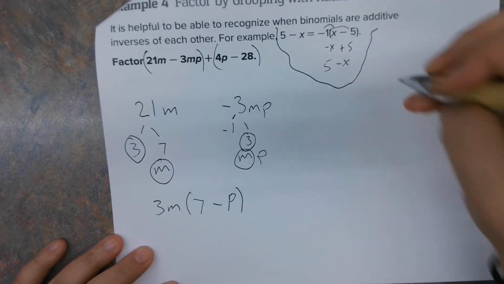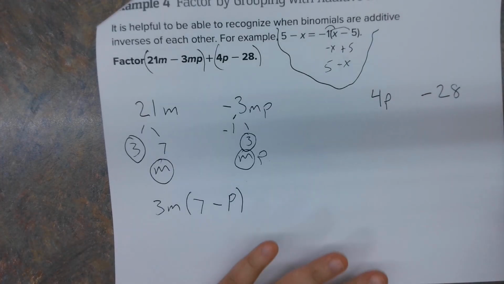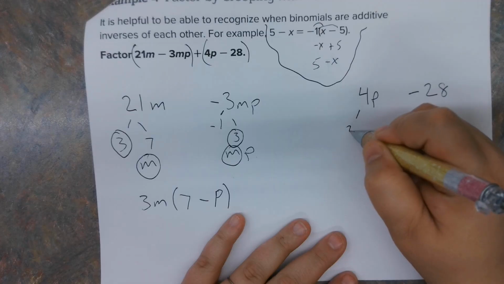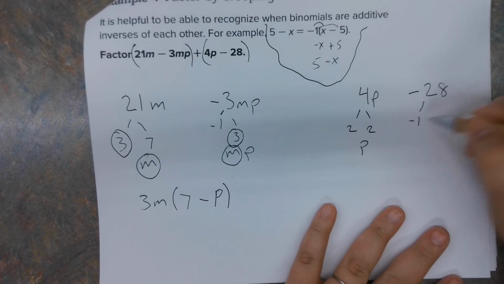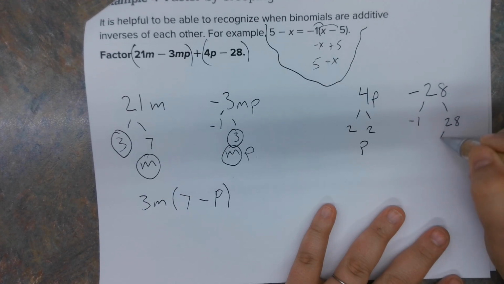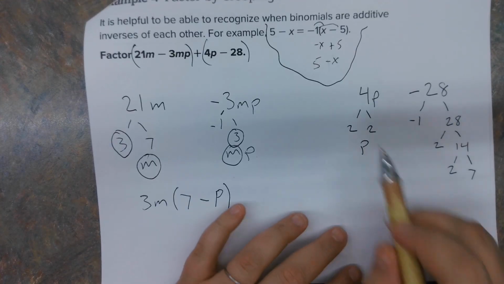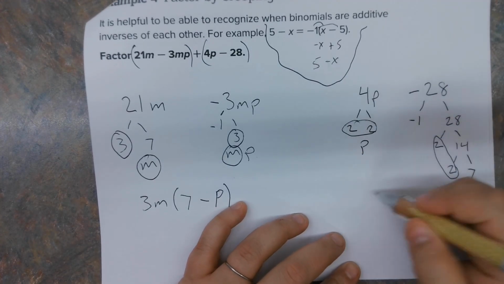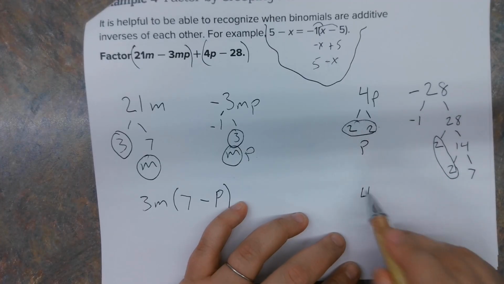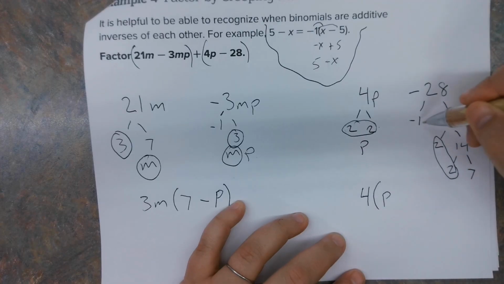Let's look at this one. I have 4p, and then I have minus 28. 4, I'm going to have 2 and 2, and then I got a p. Negative 28, I've got negative 1 and 28. I've got 2 and 14. I've got 2 and 7. What do they share? I see 2 2's, and I see 2 2's. So I'm pulling out 2 times 2 is 4. Okay, what's left? A p and a minus 7.